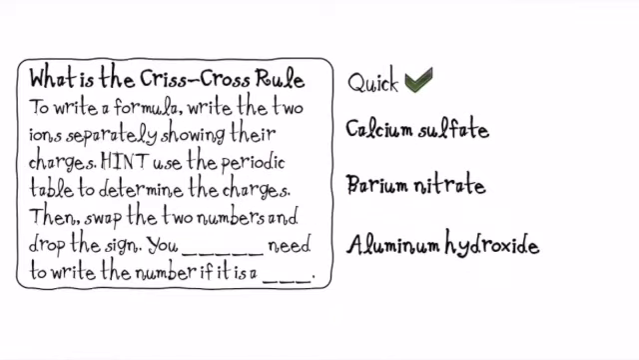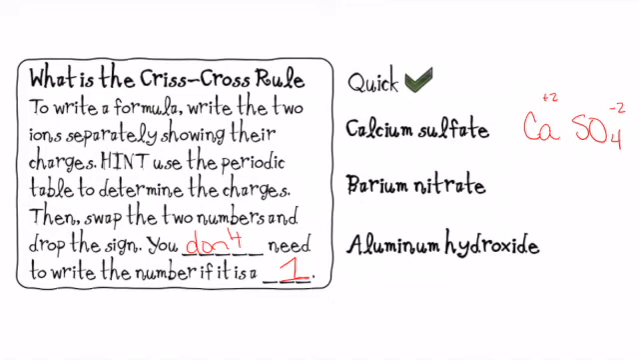What is the crisscross rule? To write a formula, write the two ions separately, showing their charges. Hint, use the periodic table to determine the charges. Then swap the two numbers and drop the sign. You don't need to write the number if it's a 1. So calcium sulfate. Calcium, Ca, and sulfate, SO4. Calcium has +2, sulfate is -2. Since they're the same, we don't have to crisscross them. It would be 1 and 1.